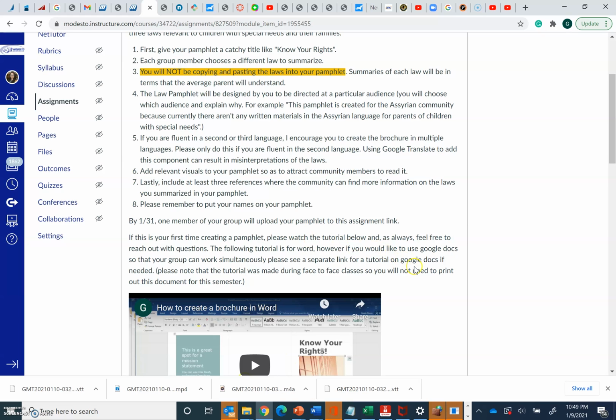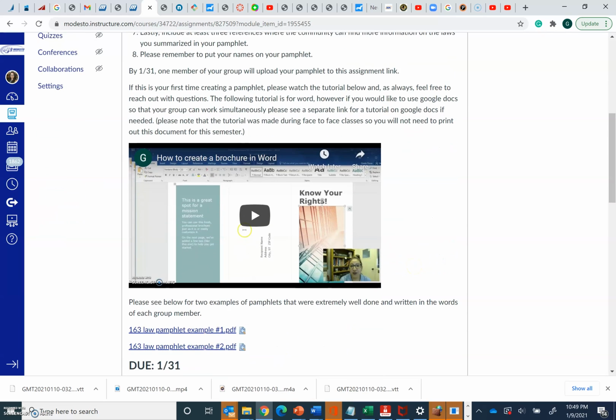I have some tutorials if this is your first time completing something like this. I have a tutorial on how to complete it in Word. And then I also have a link within the week 2 module on how to do a Google Doc. I also have a couple really amazing examples from last semester that these groups have given me permission to share with you all because they did such an incredible job. It's really a great way to see my expectations is to check out these.